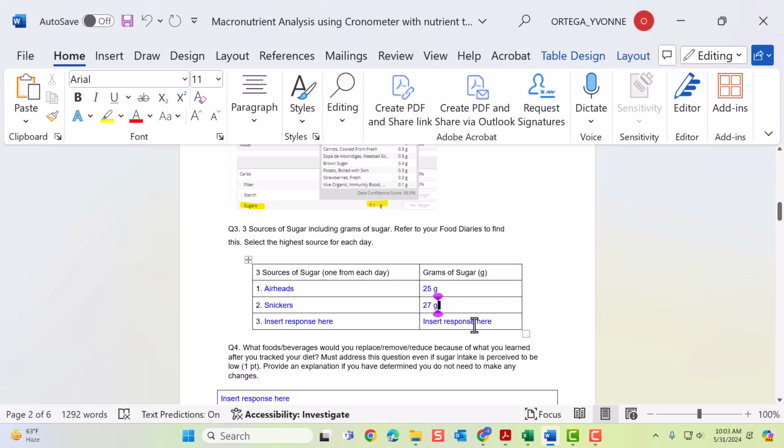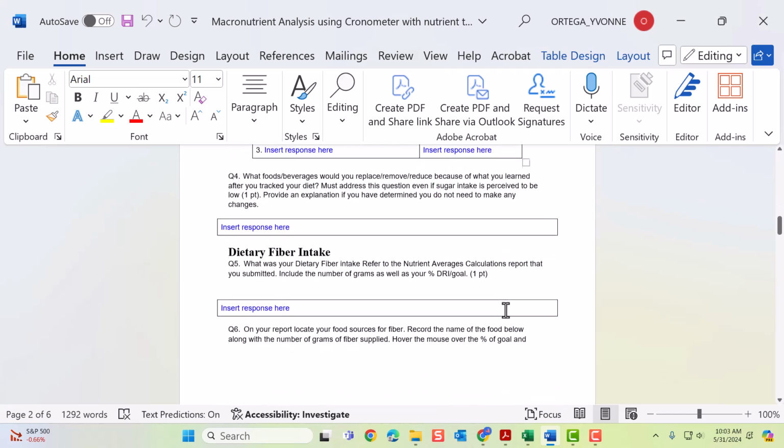What was your highest source of sugar? I did not separate added sugar in this question. I just said total sugars, because you can take a look to see if most of my sugars are added or natural. And that makes a difference.